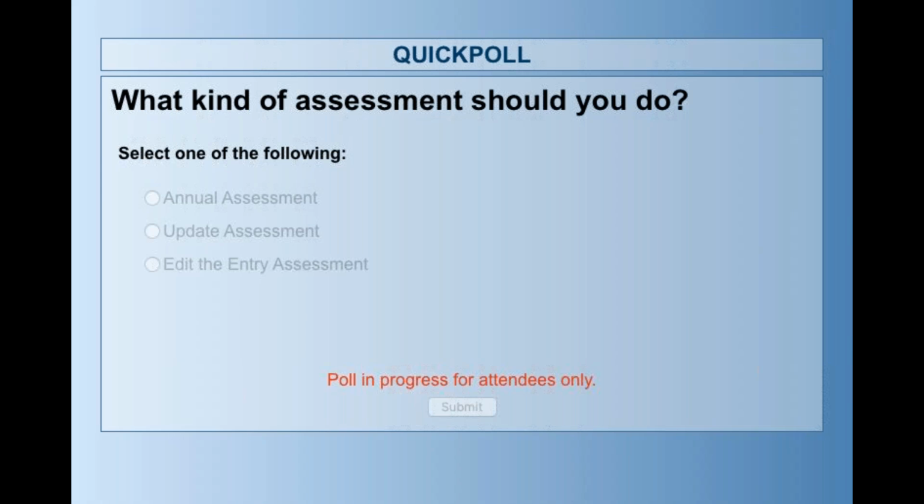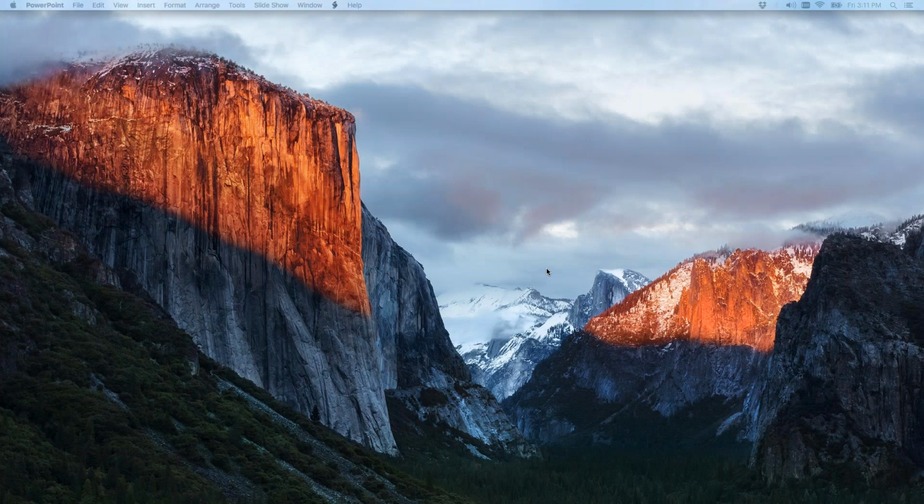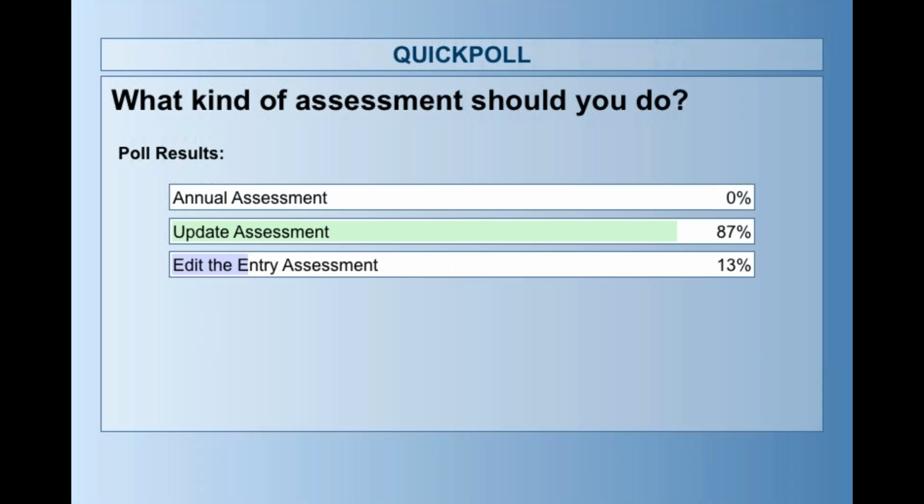Remember that question? You have a client who was not receiving any benefits on the project entry date and begins receiving Medicaid during the project entry. Okay. I'm going to close this poll now. Let's share the results.